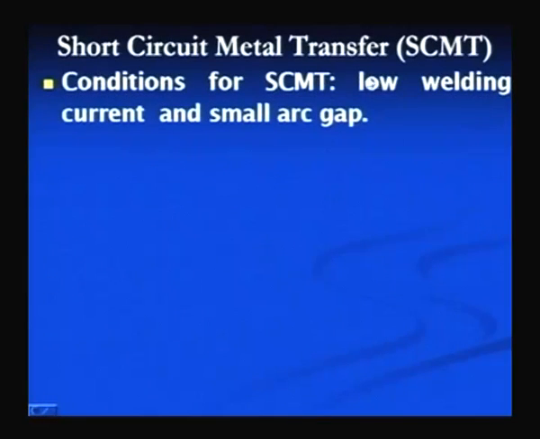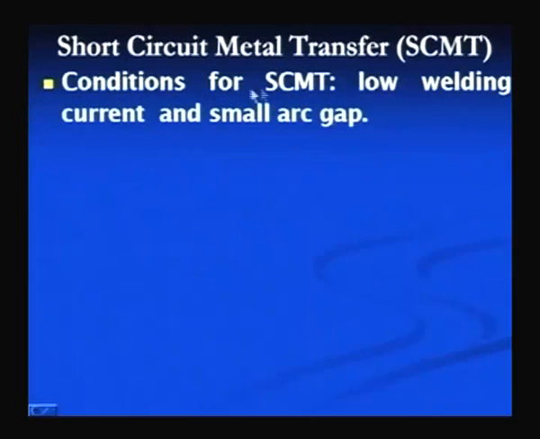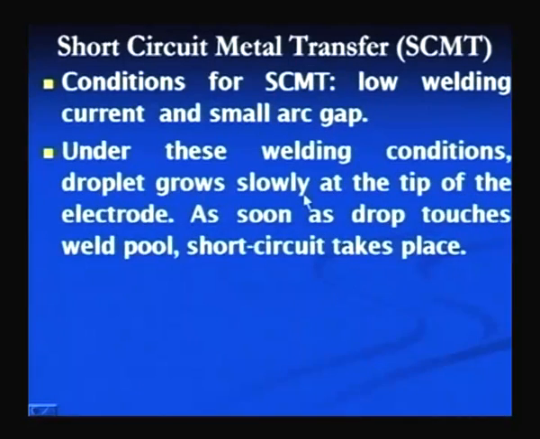Short circuit metal transfer takes place under certain welding conditions. In short circuiting metal transfer, the molten metal droplet touches the weld pool before it gets transferred, and this happens when welding current is low and the arc gap is also small. Under these conditions, the droplet grows gradually at the tip of the electrode, and as soon as it grows enough in size, it touches the weld pool so that short circuiting takes place, and high heat is generated because of increased current, which in turn reduces the surface tension, and reduced surface tension helps to detach the droplet from the electrode tip to the weld pool.